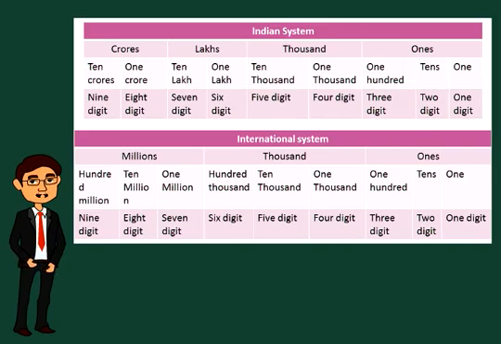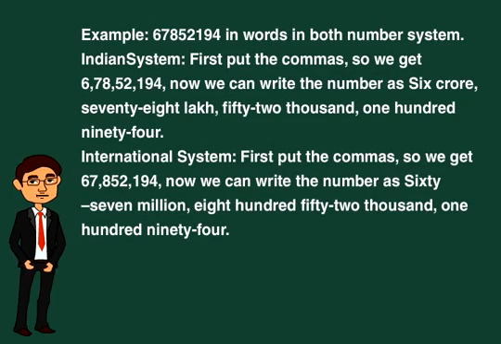The number 67,852,194, for example. In the Indian system, first put the commas, so we get 6,78,52,194. Now we can write the number as 6 crore, 78 lakh, 52 thousand, 194. International system. First put the commas, so we get 67,852,194. Now we can write the number as 67 million, 852 thousand, 194.